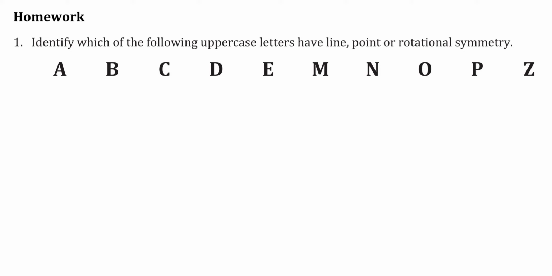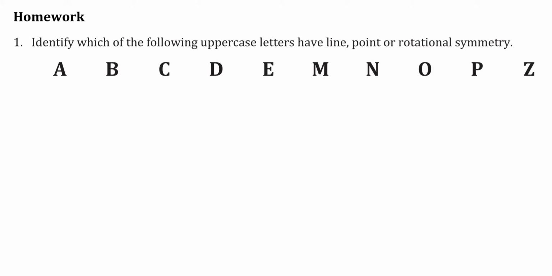Alright everybody, welcome to lesson number 7 on symmetry. So for question number 1, they're asking us to identify the following uppercase letters as having line, point, or rotational symmetry. So a couple things to take notice. If something has point symmetry, by default it has rotational symmetry of 180.